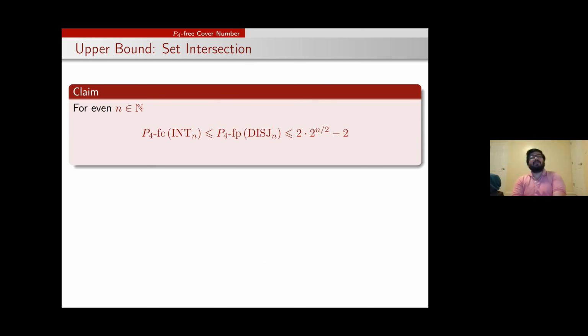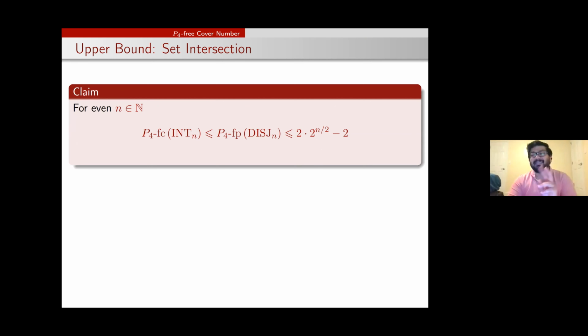So we can prove that the cover number for the intersection function is also roughly 2 to the power n by 2, roughly. The constants don't matter, like among friends, constants don't matter. So I'm just going to look at the dominant term here.